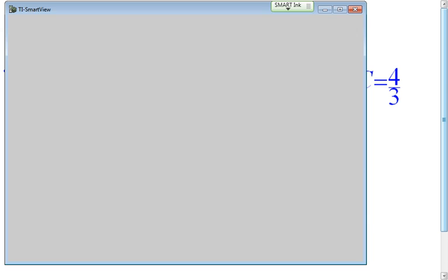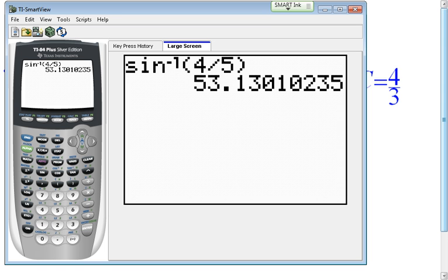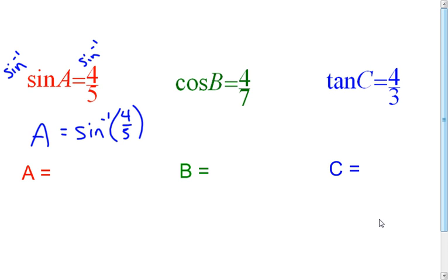So go to my calculator. Now for the inverse sine, you're going to have to push second and then push sine, and notice you're going to get that little -1 symbol there. That's telling you inverse sine. And now type in 4/5. You can close the parentheses, you don't need to, and you'll find out that you end up with 53.14 degrees. So A in this case comes out to be a 53.14 degree angle.